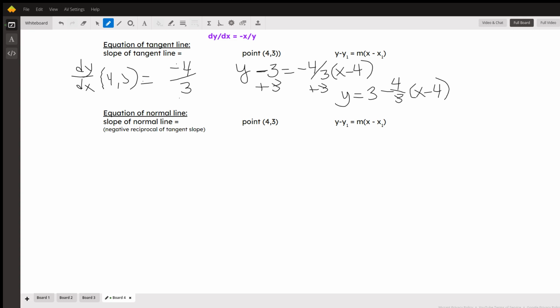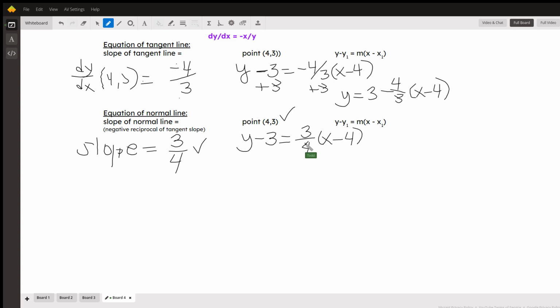Now the equation of the normal line at (4, 3). The slope of the normal line at (4, 3) is going to be the opposite reciprocal of negative 4/3. So that just means change the sign and flip it over. So now you're looking at a slope of 3/4, positive 3/4. So again, we can use point slope form because we have the slope. We have the point (4, 3). Plug these in. y minus the y coordinate of 3 equals 3/4 times x minus the x coordinate of 4.